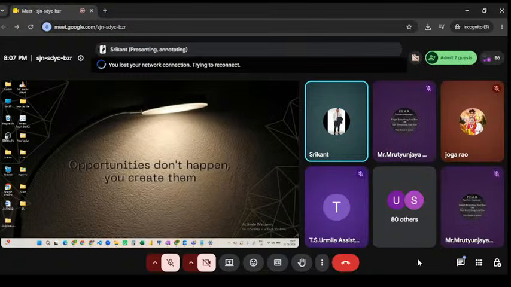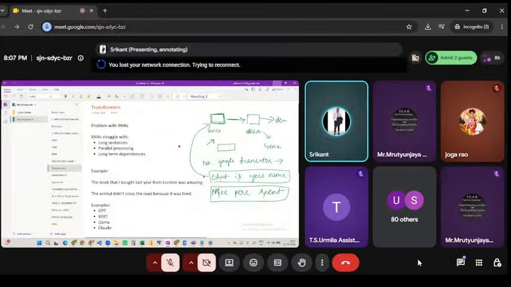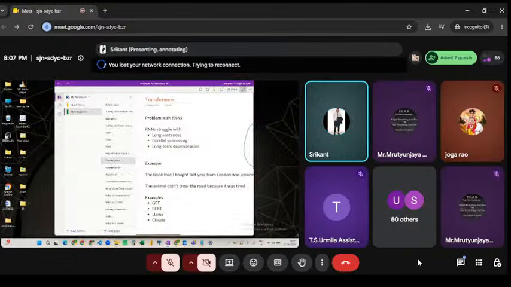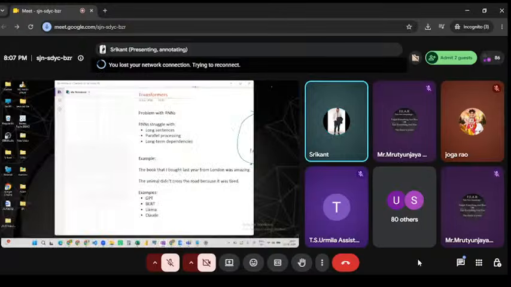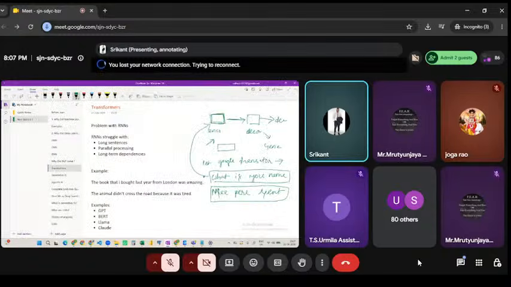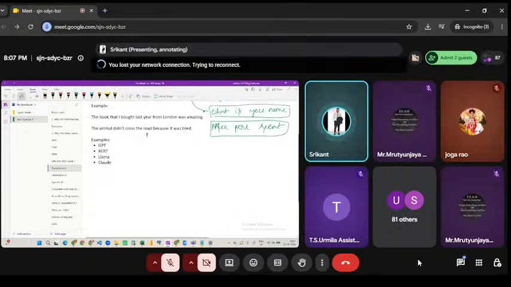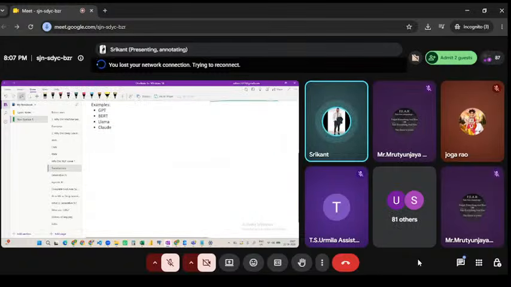Why did the transformer come into the market? Because of RNN. RNN struggles with long sentences and long-term dependencies. What does that mean? Why transformer, if I ask about long sentences?